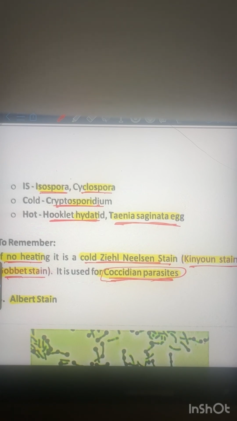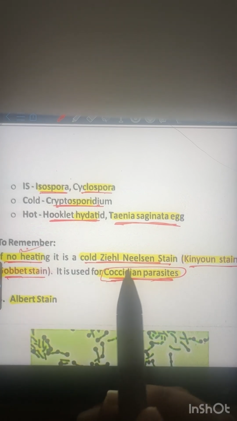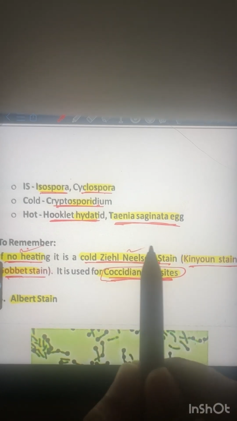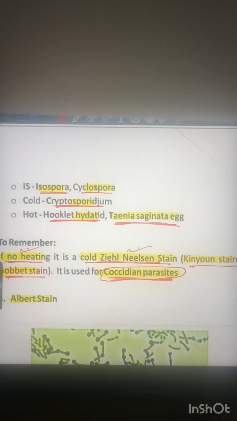If I cut out this heating step, I don't heat. I do the first, third, and fourth step. I don't do the heating step. What is that now going to be known as? So please note that if I do not heat, can I call it cold? Yes. So the class has asked mnemonic means carbol fuchsin, no heating, acid H2SO4 and methylene blue. That means when there is no heat taking place, it is a cold Zn stain.